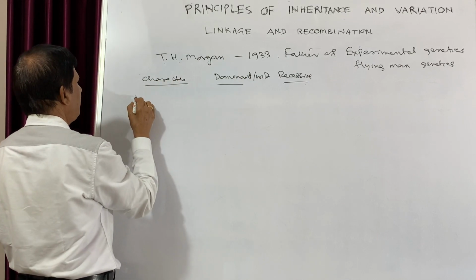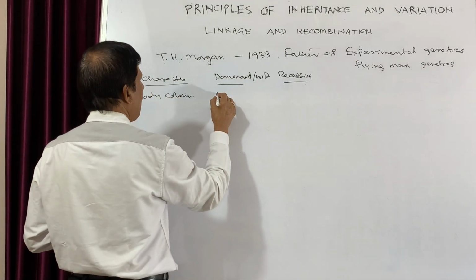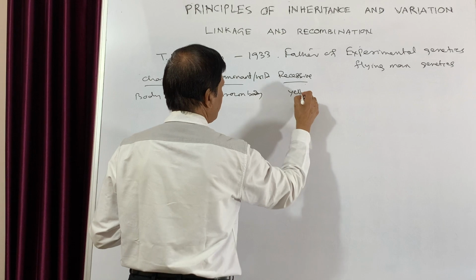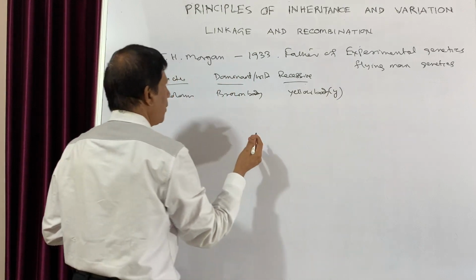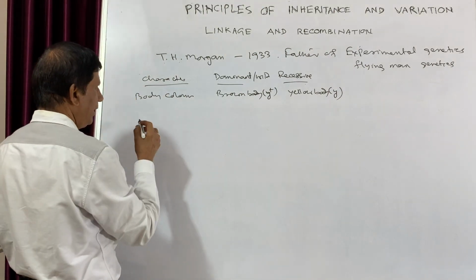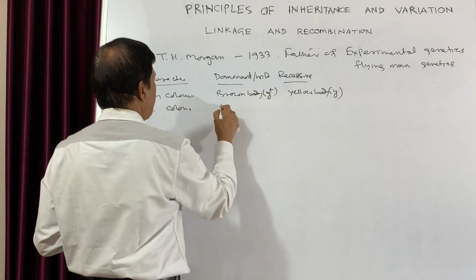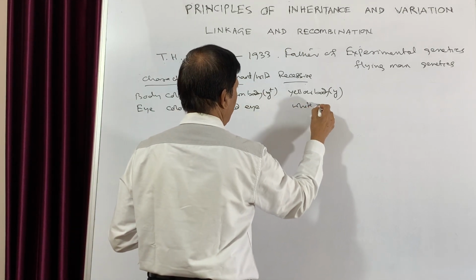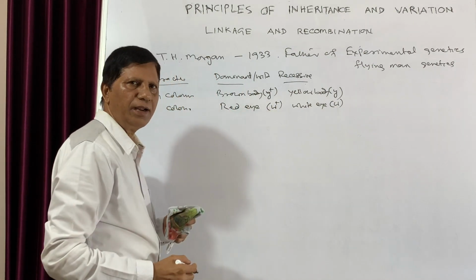The first character is body color. The body color may be brown body or it may be yellow body. Now yellow body is designated as y, while the dominant will be designated as y plus. Similarly, if we take the eye color, it may be red eye or it may be white eye. White eye is written as w, and w plus is red eye.